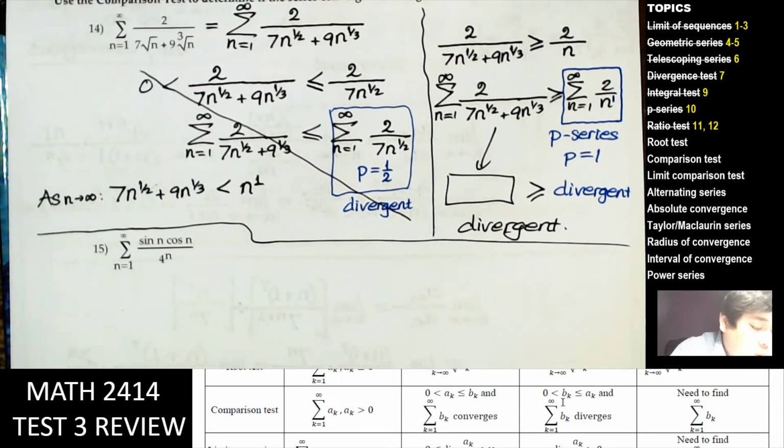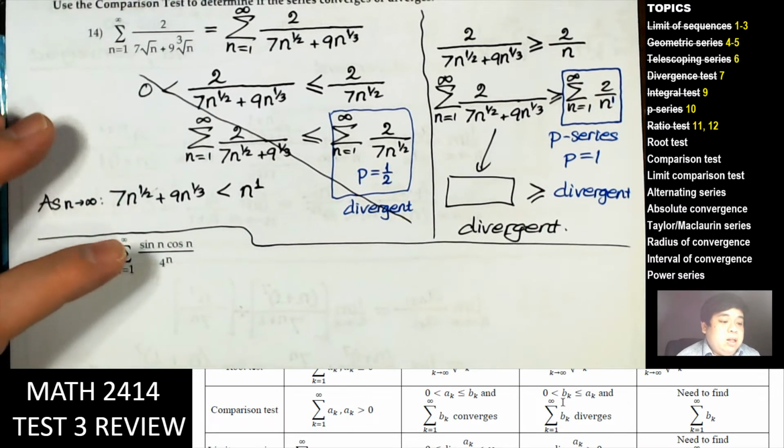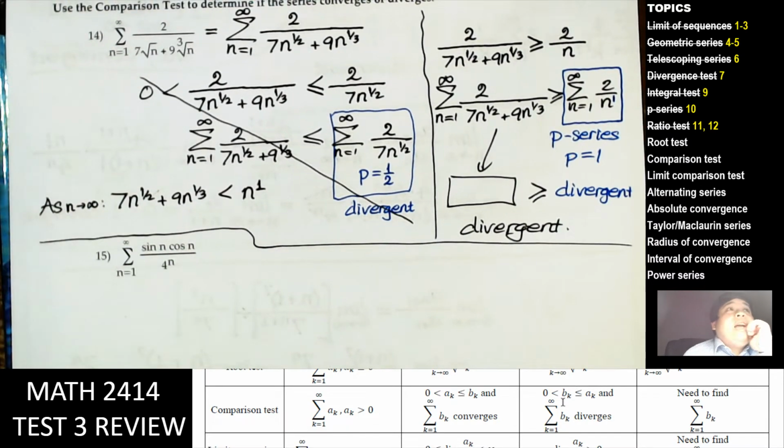Right. On this one, we have sine n and cosine n. One thing we know that if we use the comparison test, when n goes to infinity, actually that could be negative. So the direct comparison test here might not work, but don't worry, if it's negative it's even better. I'll explain why in a minute.